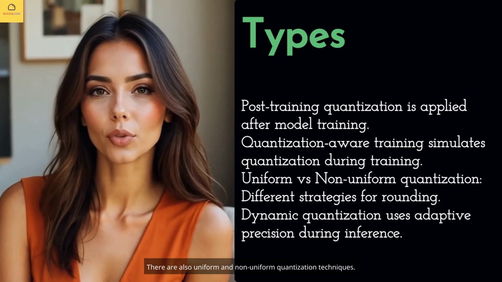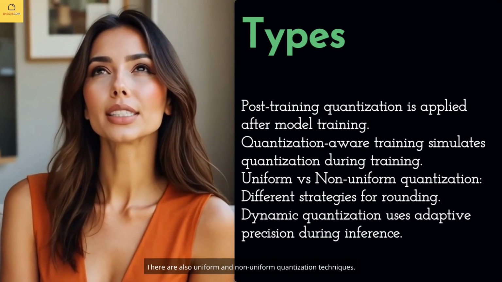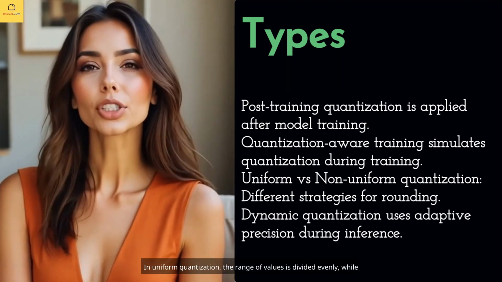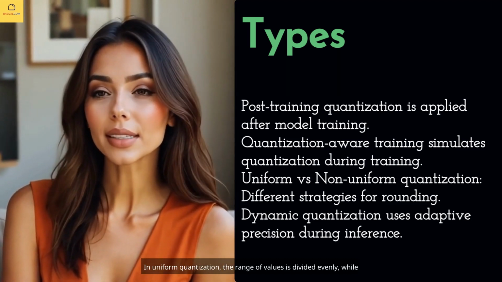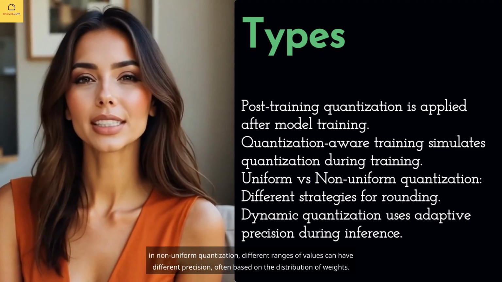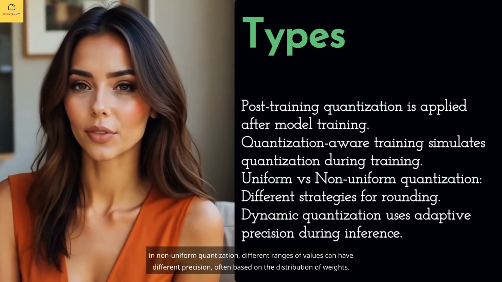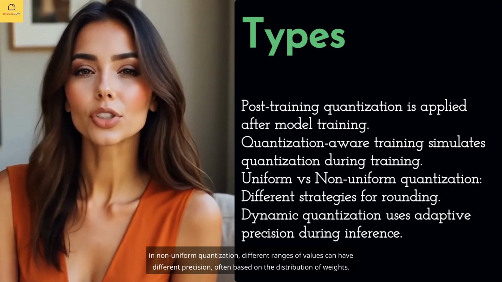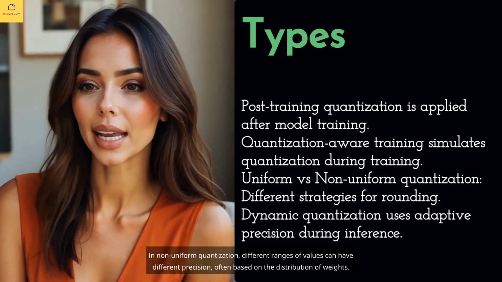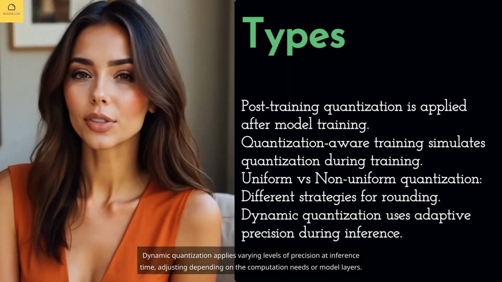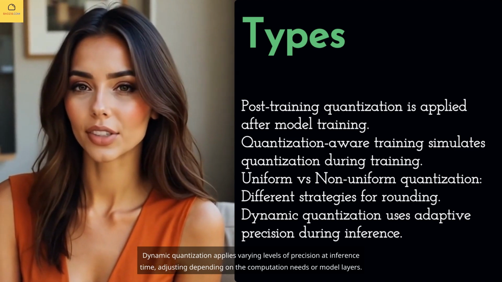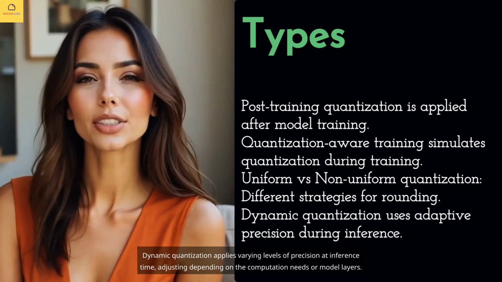There are also uniform and non-uniform quantization techniques. In uniform quantization, the range of values is divided evenly, while in non-uniform quantization, different ranges of values can have different precision, often based on the distribution of weights. Dynamic quantization applies varying levels of precision at inference time, adjusting depending on the computation needs or model layers.